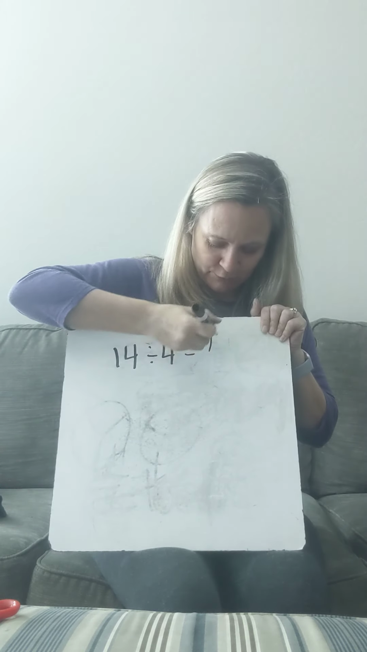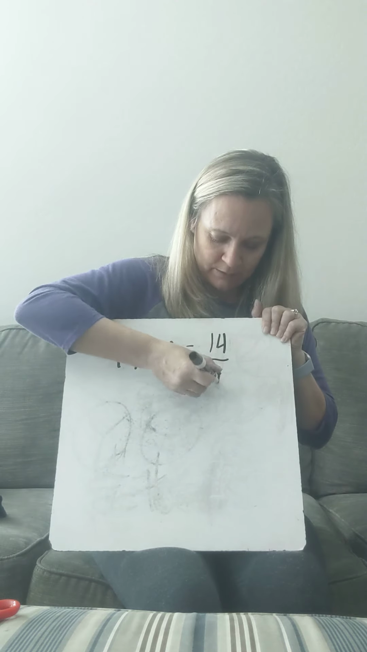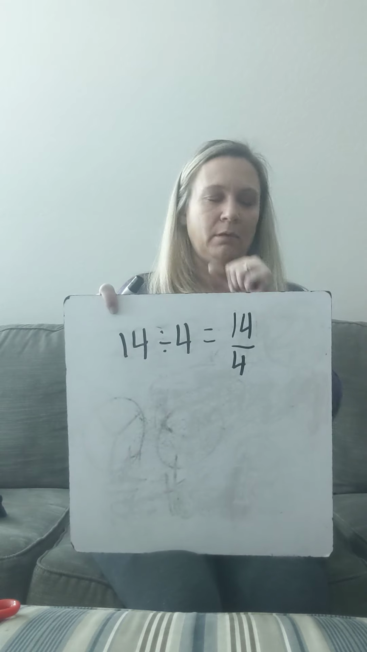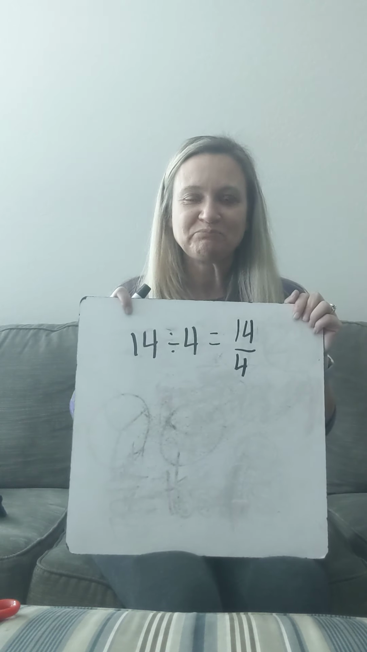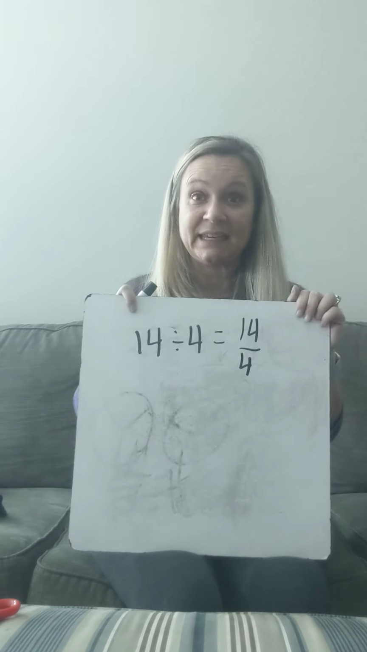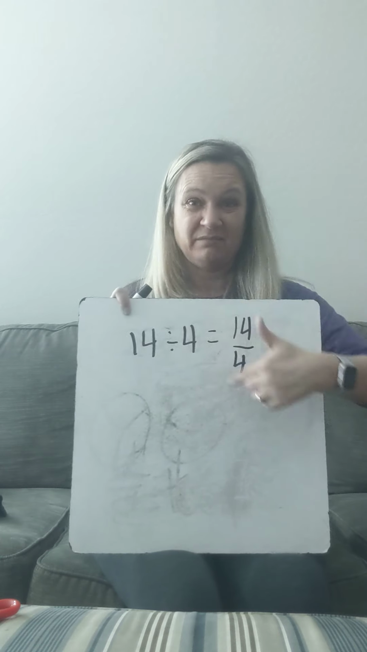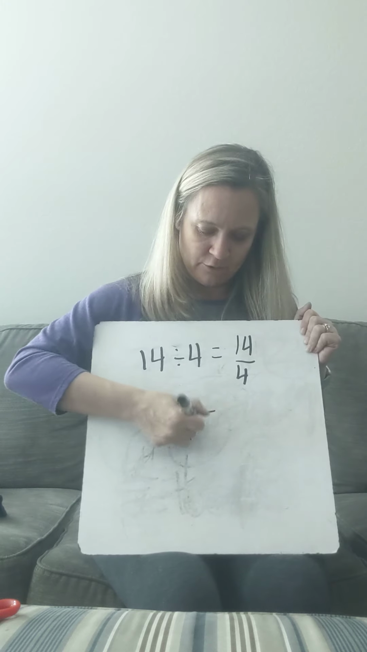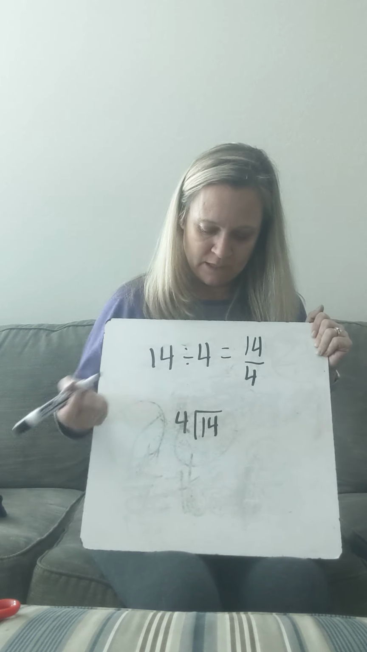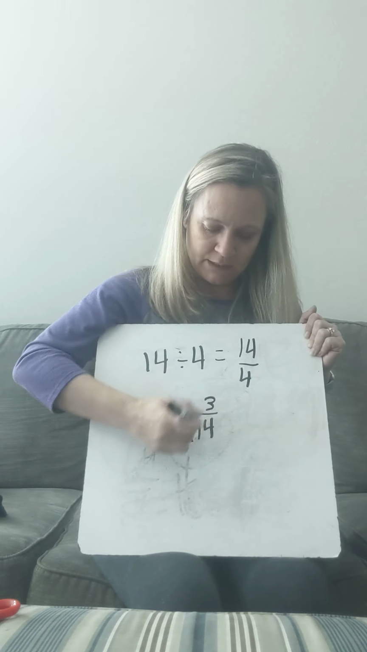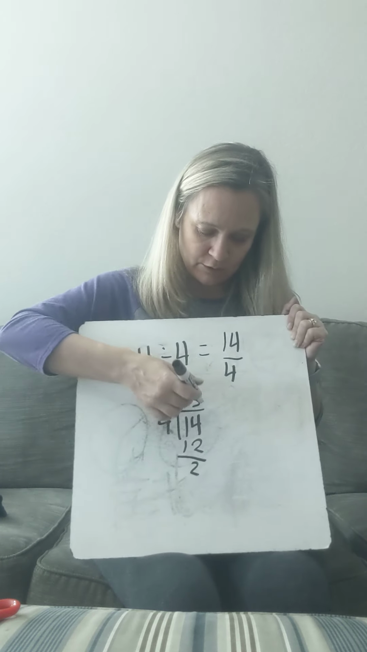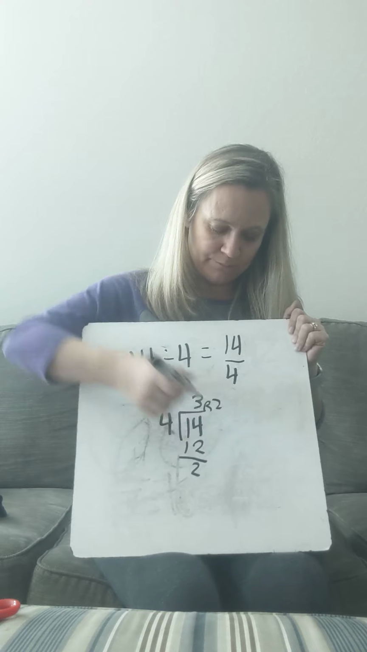Okay, hopefully you wrote 14 over 4. Remember, the first number goes on top and the second number goes on the bottom. Now, let's look and see. Is this okay? It's an improper fraction. So we're going to divide 4 into 14. And 4 will go into 14 3 times. 4 times 3 is 12, so we have a remainder of 2.